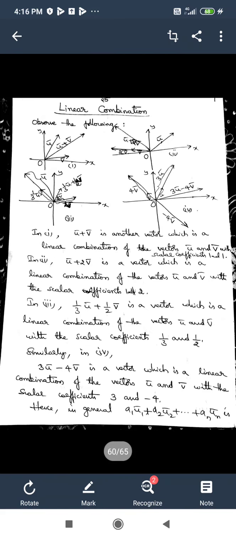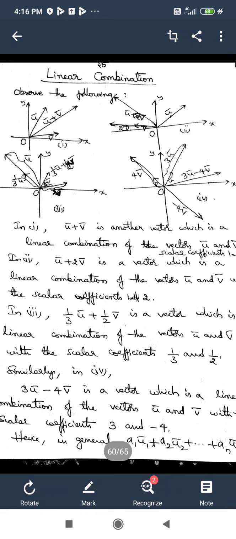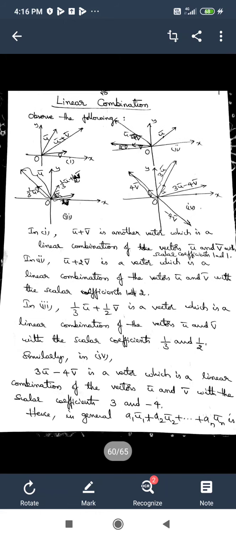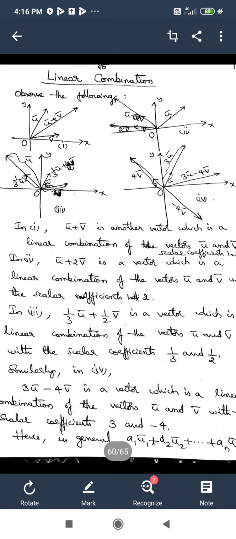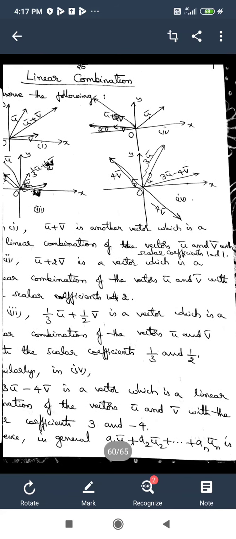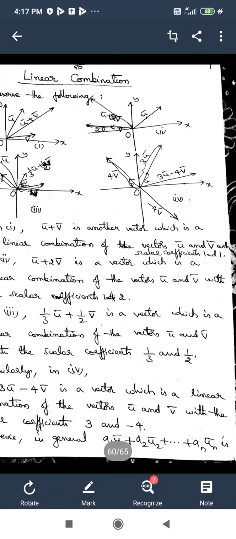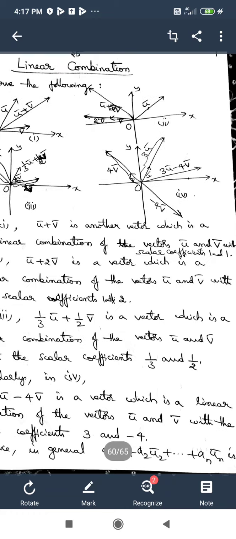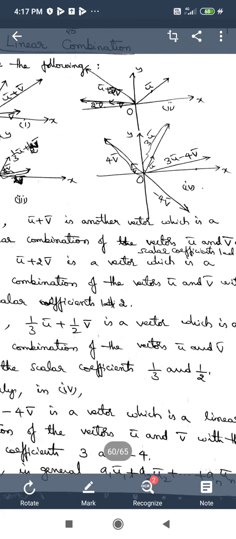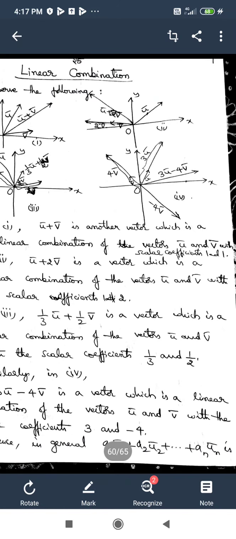And what is the conclusion I want to draw from all these figures? The idea I want to deduce from all these geometrical concepts is that from figure 1, u bar plus v bar is also a vector, another vector, which we can call the linear combination of the vectors u bar and v bar with scalar coefficients 1 and 1. Whatever be the coefficients or scalars that are multiplied to u bar and v bar, I have not multiplied any scalar here. So that is how the scalar coefficients are 1 and 1 in this first example.